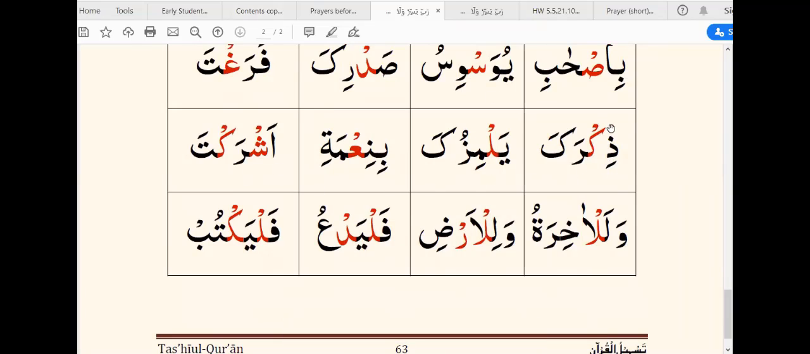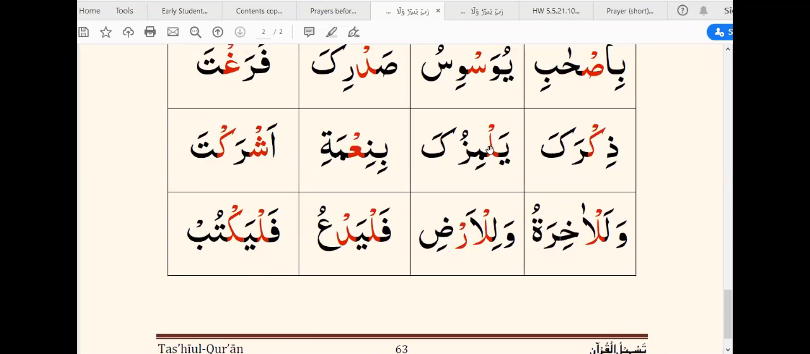So over here we have letter Kaf with a sukoon and letter Zal before it with a kasra stroke. So we're going to join letter Zal with Kaf. Zik. Raka. Let's join it together. Zik Raka. Well done.